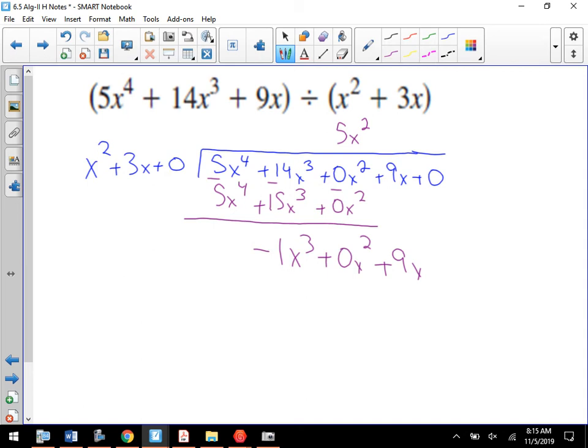Correct. Yep, keep it there. Placeholders have to stay. Yep, negative x. Bring that through. Negative 1x cubed. Negative 3x squared. And 0x.